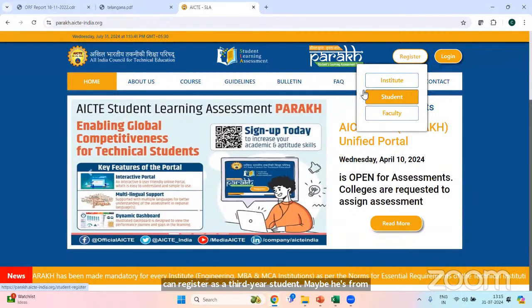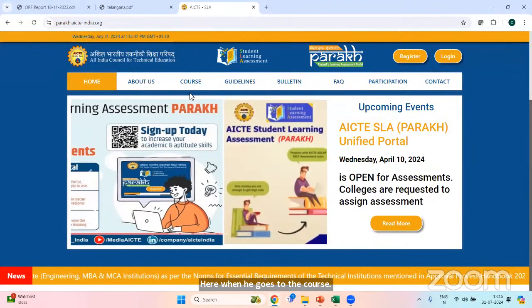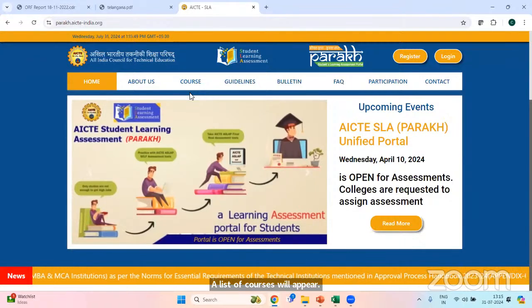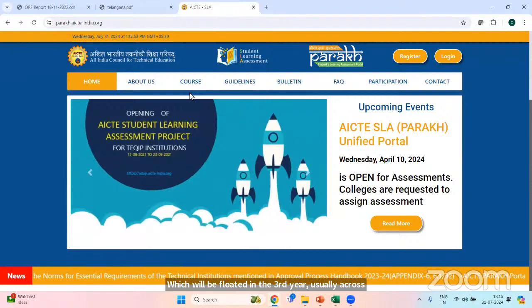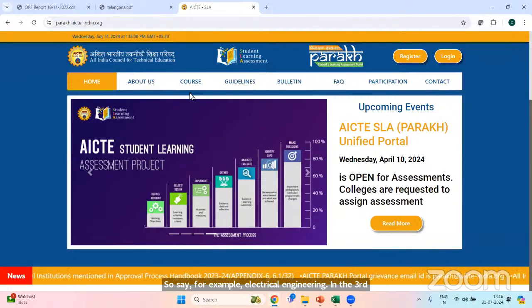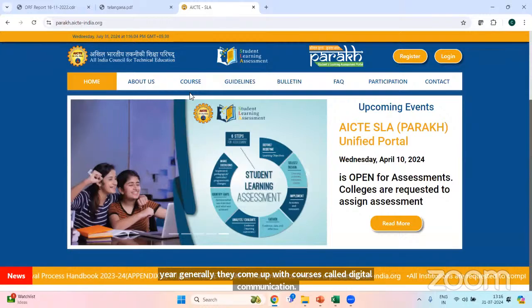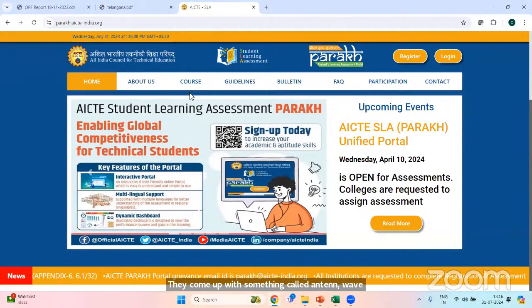Then once the student registers here, when he goes to the course tab, a list of courses will appear, which will be floated in the third year, usually across all the universities or colleges in India. So say for example, electrical engineering in the third year, generally they come up with courses called digital communication, digital signal processing. They come up with something called antenna and wave propagation, etc. So the student can see a list of all these courses that are there.